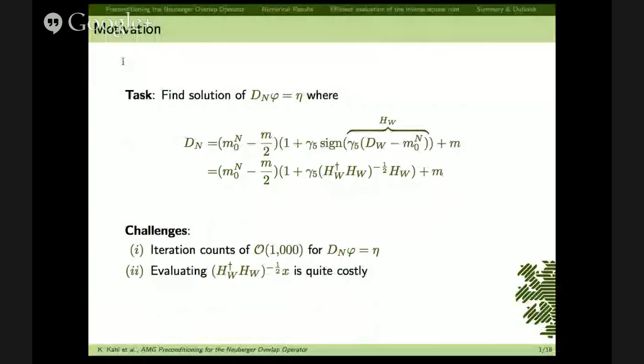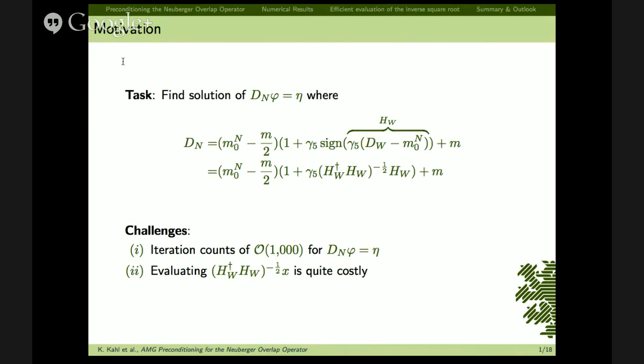So let's get started. What are we talking about? Of course, we're the linear algebra guys, so all we can do is solve linear systems of equations. We want to solve the set of linear equations given by the Neuberger overlap operator, in this talk denoted, hopefully consistently, with Dn. What is this beast? It's a bit more intricate. What we tried to figure out two weeks ago is why this is a discretization of the Dirac equation, and reading Neuberger's paper, we could figure it out.